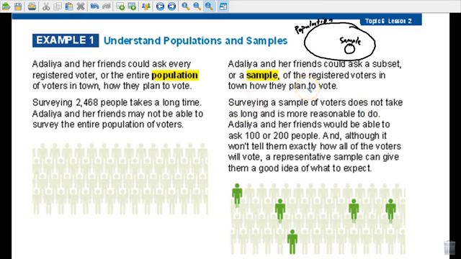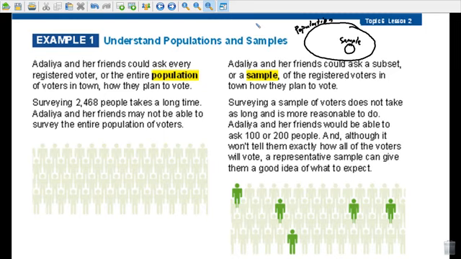So a sample would be like picking out 100 to 200 people, which is a lot smaller of a number than the entire population. So it would be easier to pick those people out and figure out how they're going to vote, and then use that to represent the entire population. As I made this little drawing, the big circle is the population, and the little circle inside the population would be a sample.